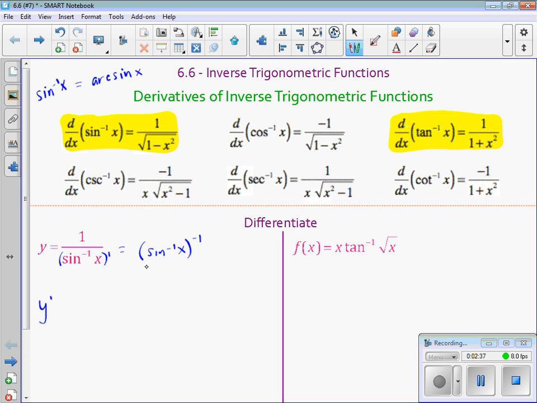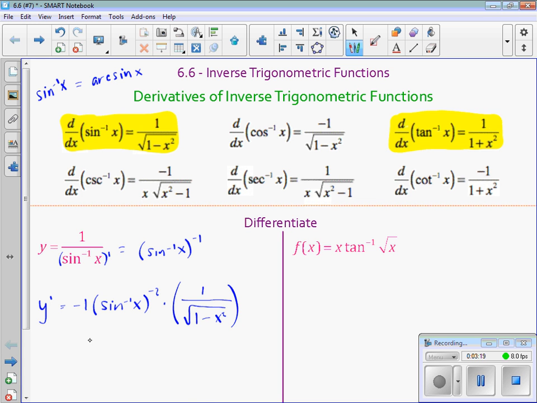Okay, so if we do it this way, taking the derivative, what's our outside function that we have to do first? This -1 exponent, right? So what do I do with that -1 exponent? Bring it down front, and then I leave the inverse sine alone, and it's going to be raised to the -2. And then you multiply by the derivative of the inside. And the derivative of inverse sine is this, so you would just write this in the back there. So questions on that at all?